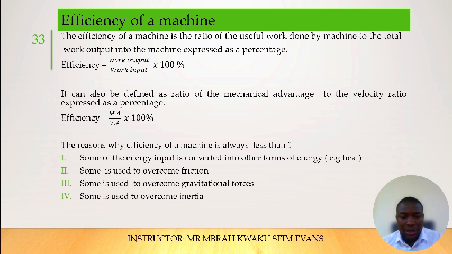And four, some is used to overcome inertia, the inertia of the body. The inertia has to do with Newton's first law. Everybody has a certain inertia. So when you start the car, the power of the car should be able to overcome the inertia of the car for it to move. So we use part of the energy to overcome inertia. And these are some of the reasons why a machine is not 100% efficient.